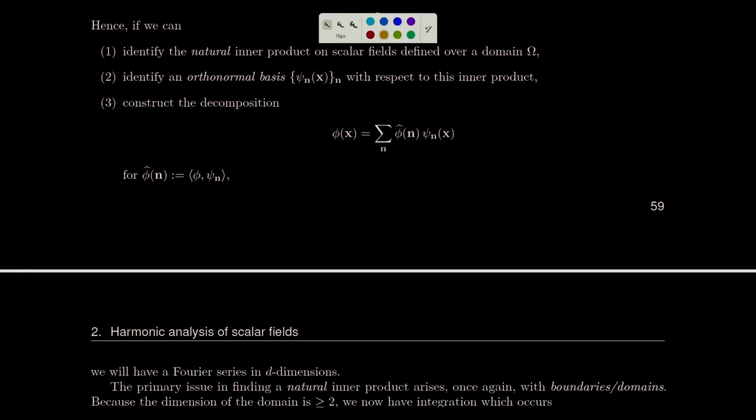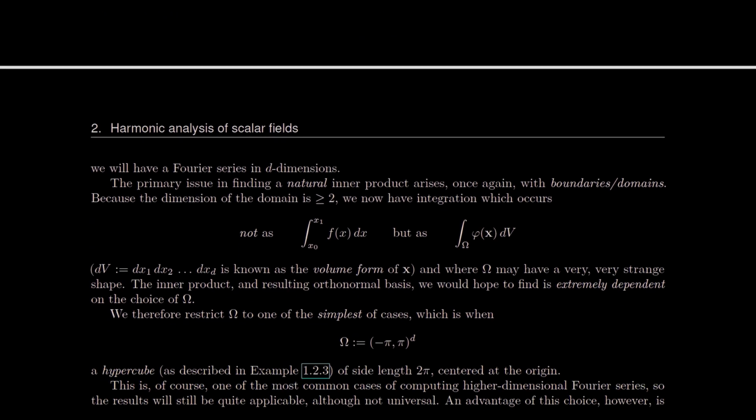So we're going to try to do the same thing for higher dimensions. We're going to try to identify an orthonormal basis as well as a natural inner product on scalar fields, and then we're just going to give ourselves the ability to calculate phi hat, the Fourier series transform of phi, as the inner product of phi against psi, which was my orthonormal basis elements. And then you can reconstruct against those. So we're going to try to do something very similar in d dimensions.